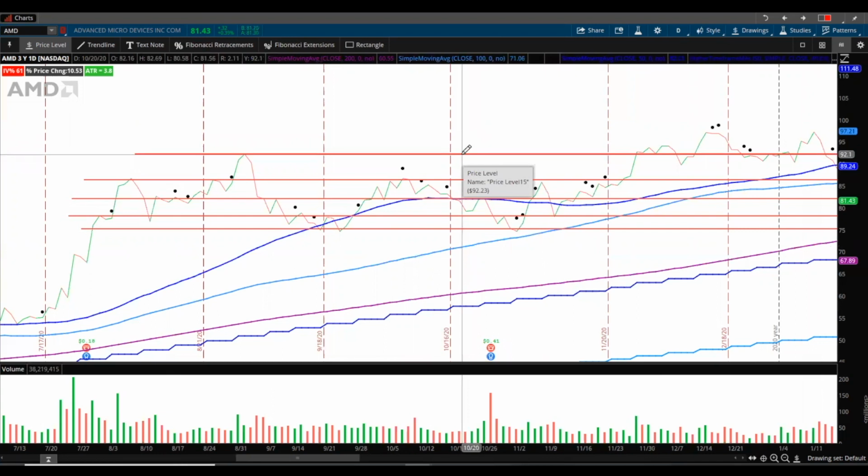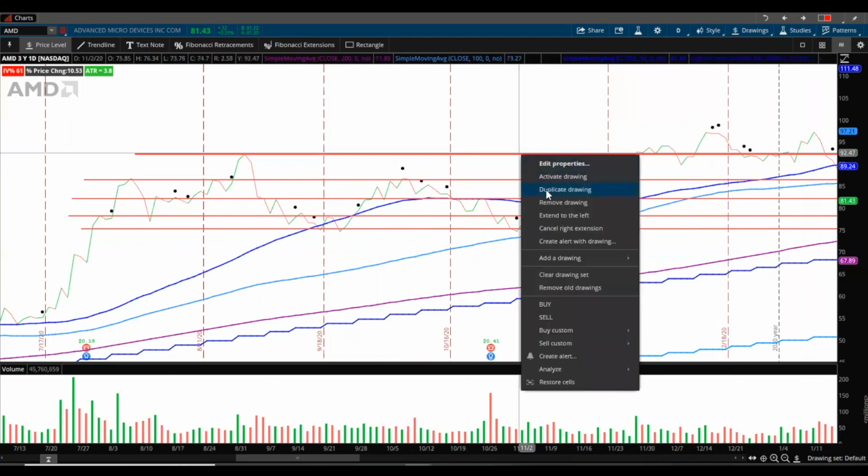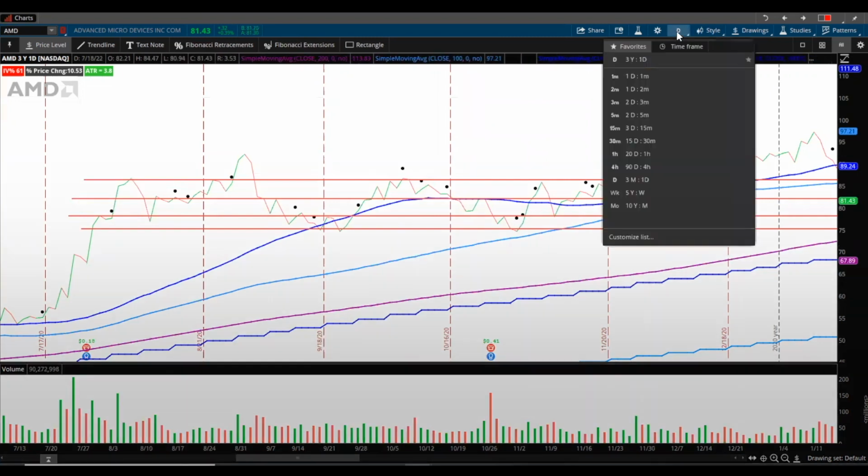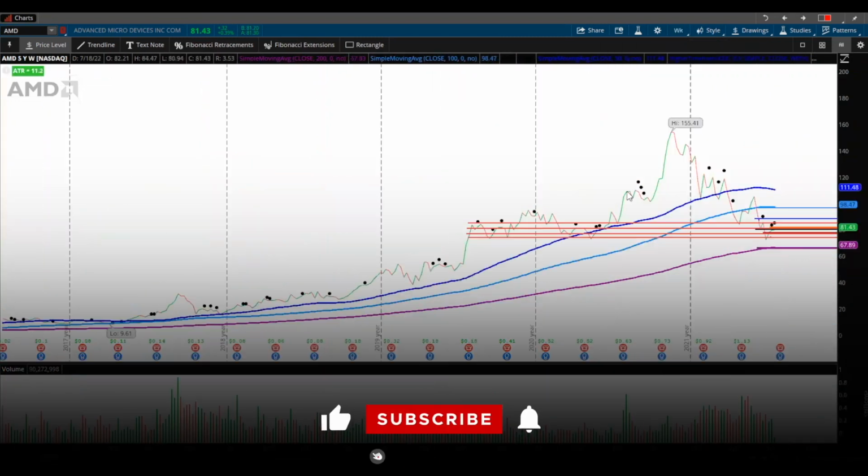I'm not going to look to buy there because I'm going to be looking to buy as low as possible. And that just is not as much of a pullback for me as I would like to see. So if I remove this line, here's my 4 levels that I'm going to look to potentially leg in and buy. But before I do, I'm going to go back to the weekly chart here.